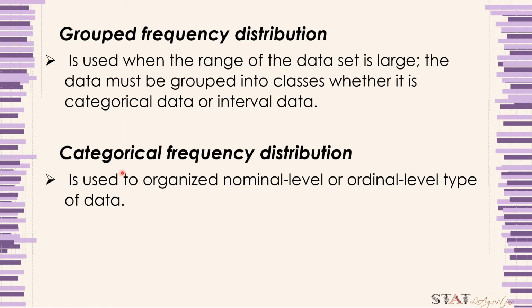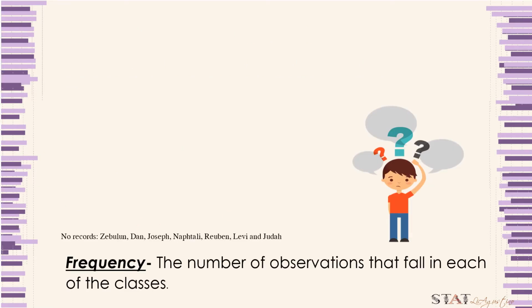Okay? And then categorical frequency distribution is used to organize nominal data. So remember this word nominal in our level of measurement, or category or ordinal level, or in our rank type of data. So now we will learn how to create or calculate data and present it in an understandable tabular form.